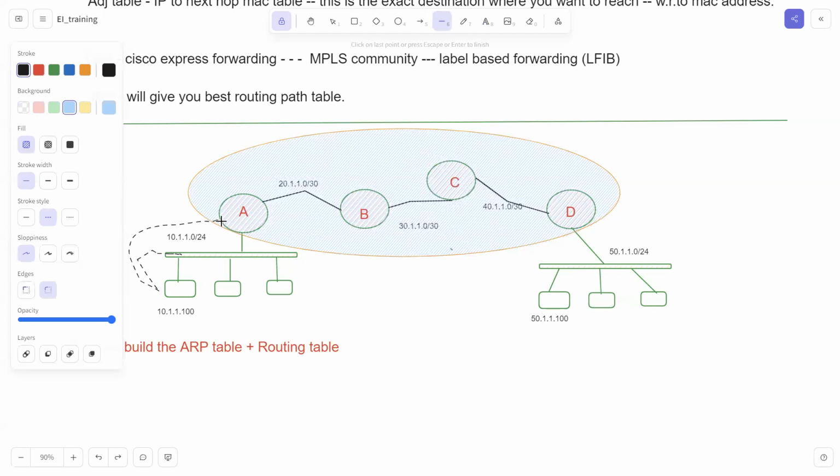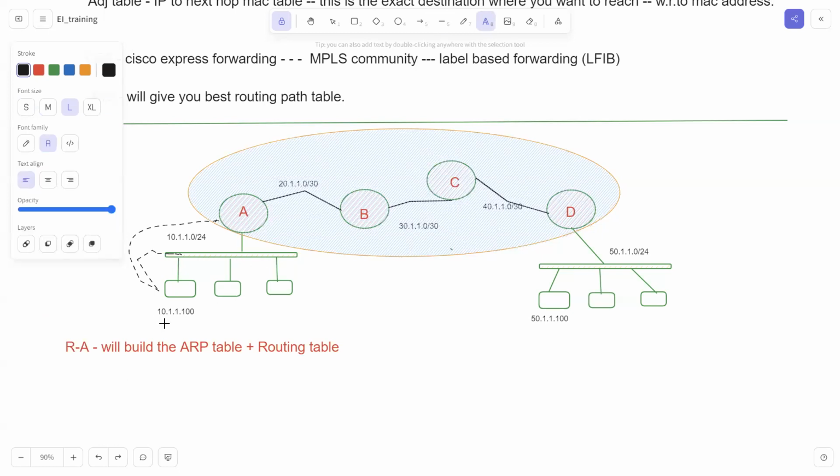So if the IP is 10.1.1.100, it has some MAC as well, for example AAAA. So it will learn the MAC in the hardware table, right? It learns the MAC as well because it does the ARP. So the router will maintain the routing table and the ARP table. At the moment, suppose the router has the ARP table. How will the router maintain the routing table?